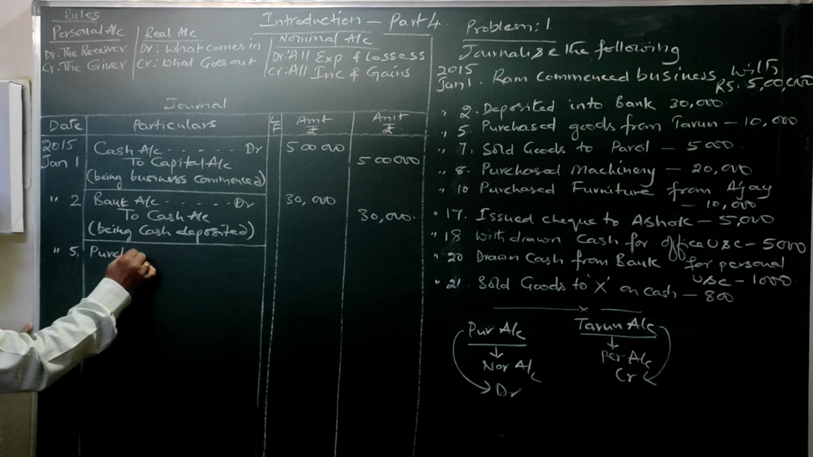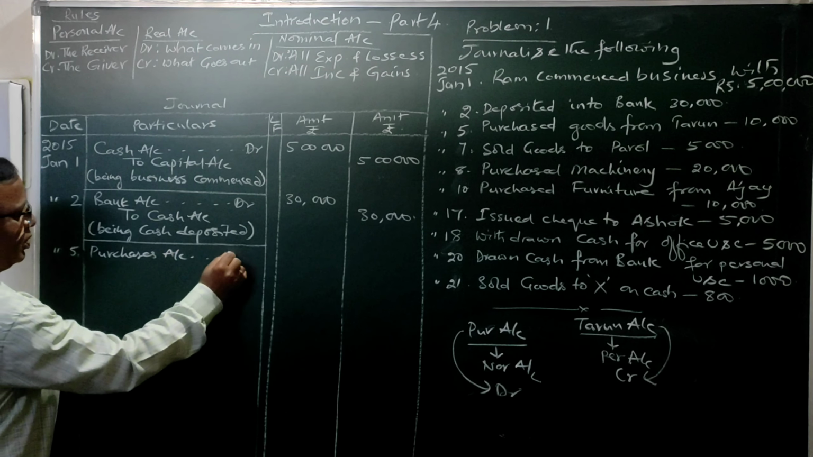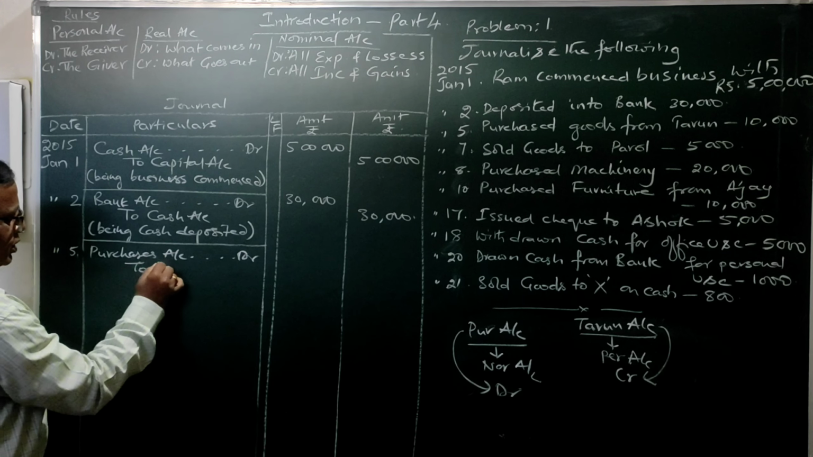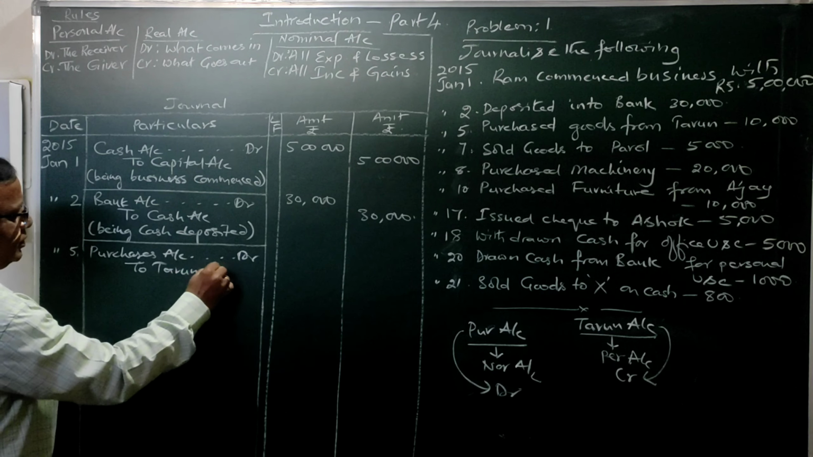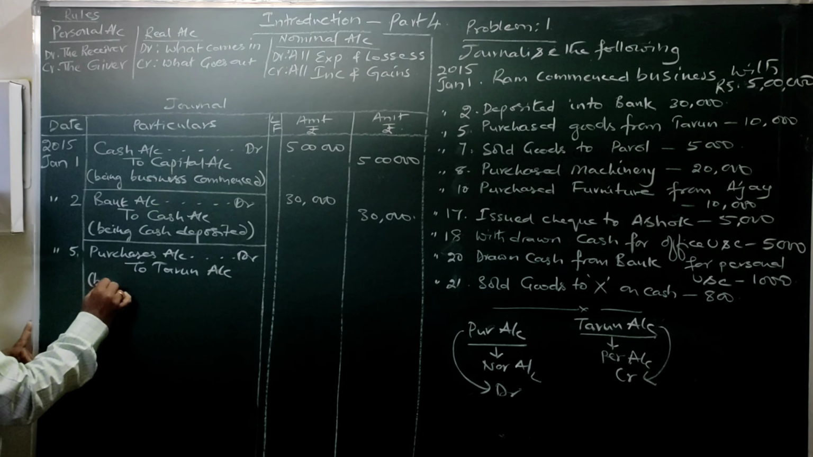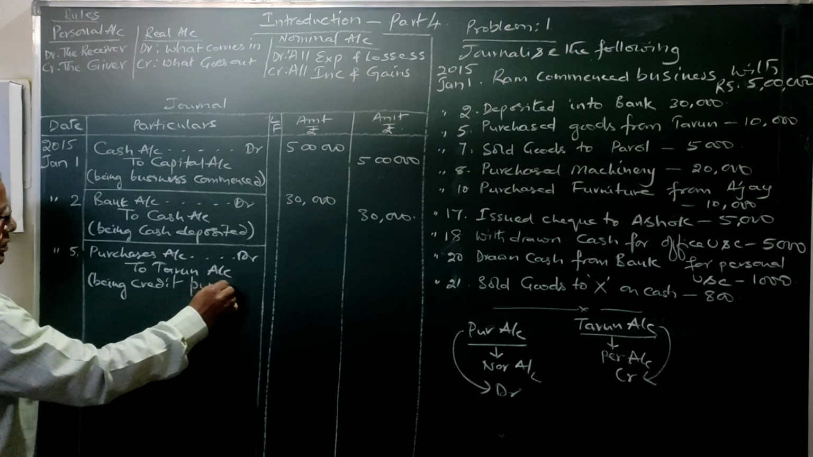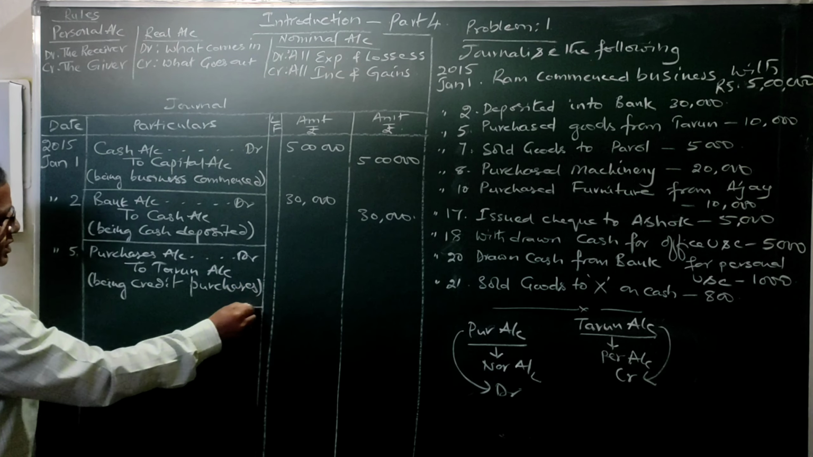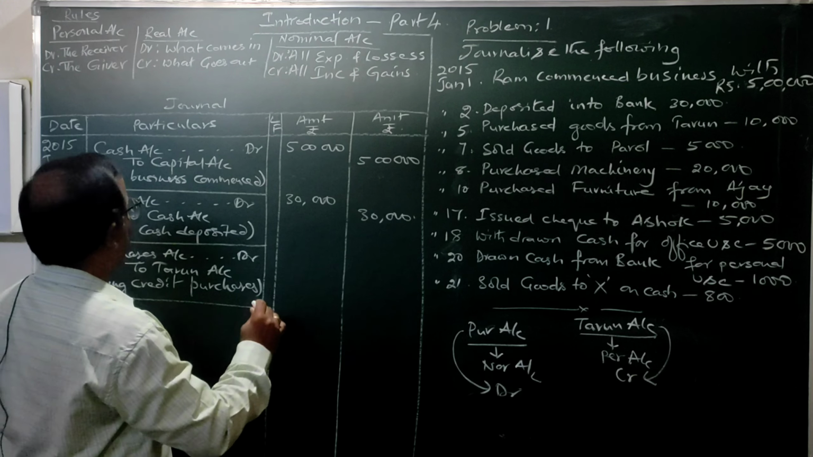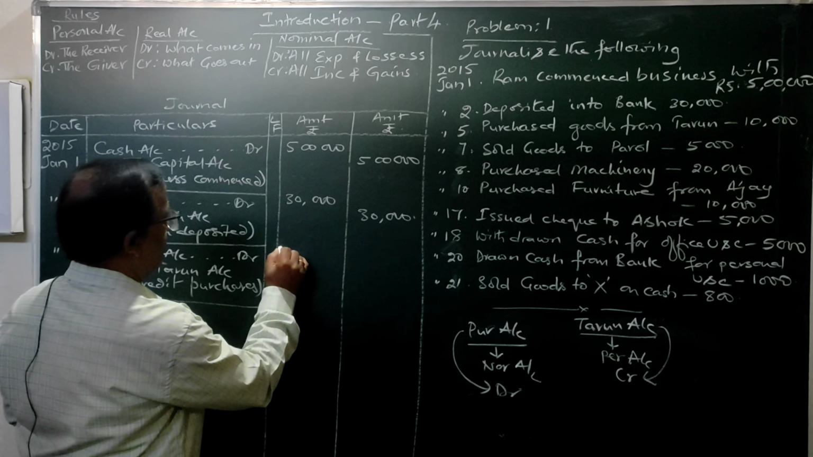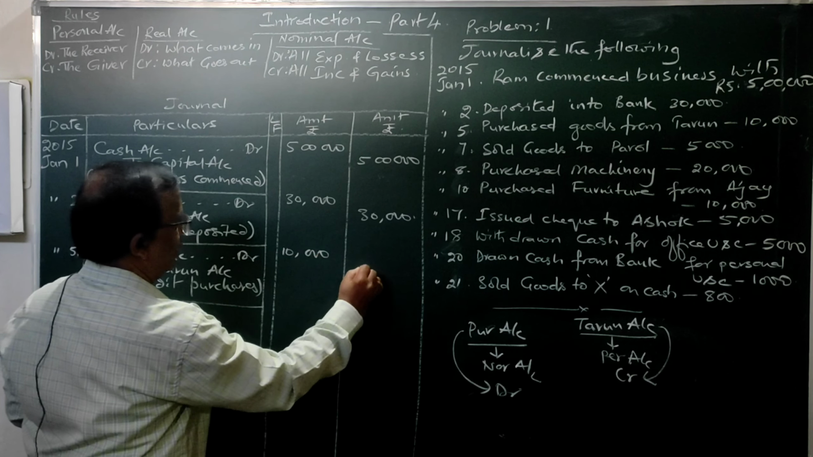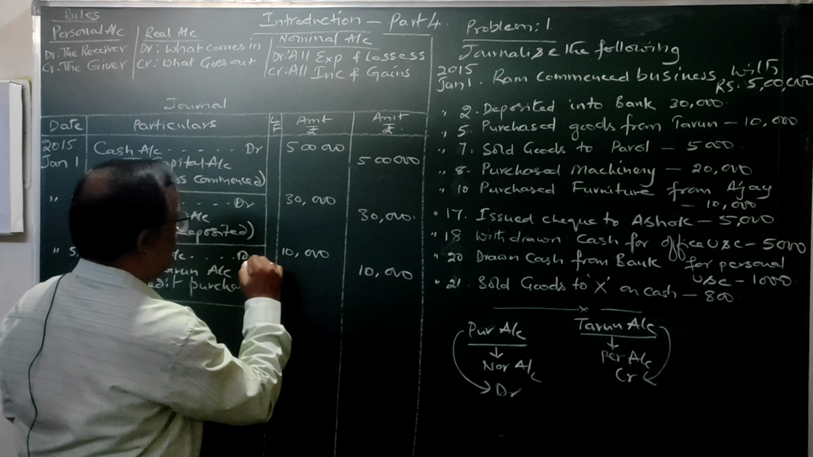So our entry will be: Purchase account debit to Tarun account, being credit purchases. This is the transaction. So how much is the amount here? The amount is 10,000. So 10,000 you are going to write it like this.